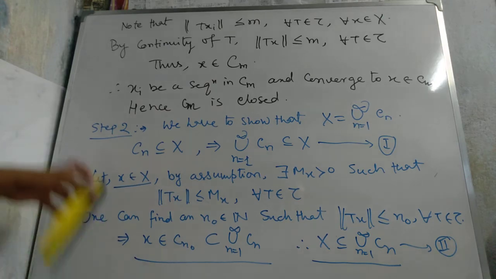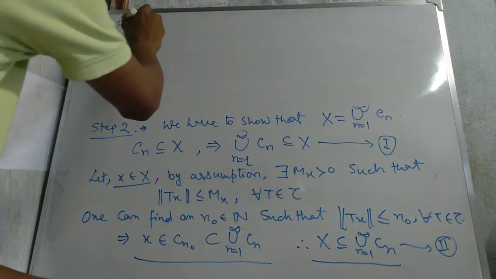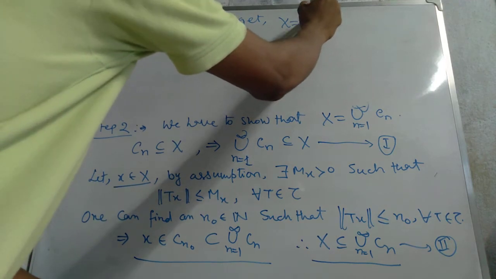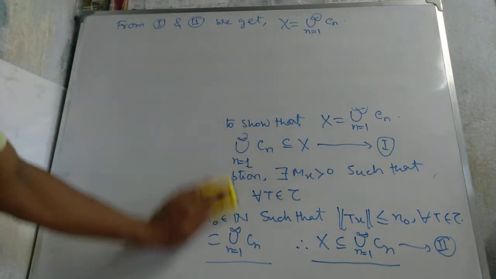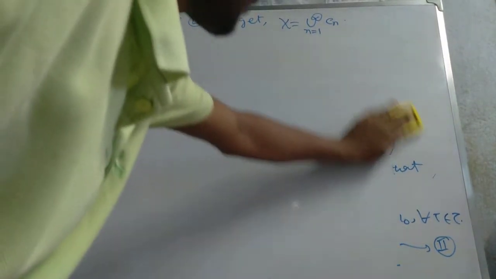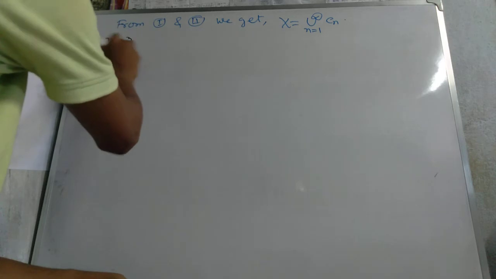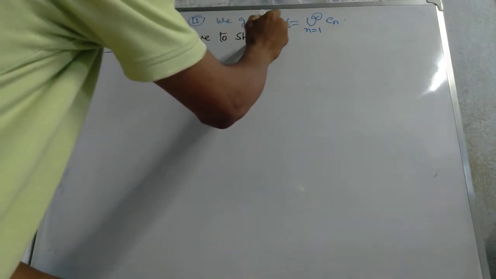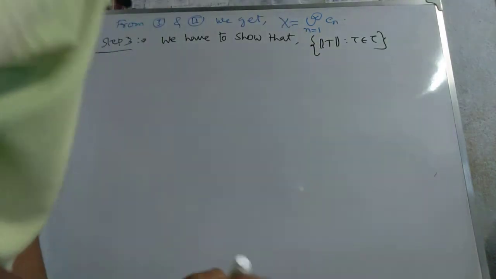From 1 and 2 we get X equals the union of n equal to 1 to infinity Cn. Next we go further to step 3. Step 3 is more important. What do we prove in step 3? We have to show that the set of norms of T, T belongs to tau, is bounded.